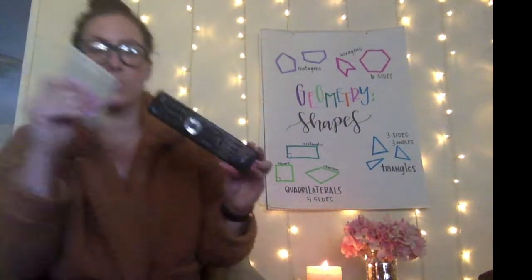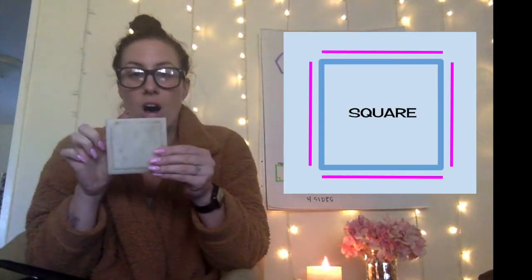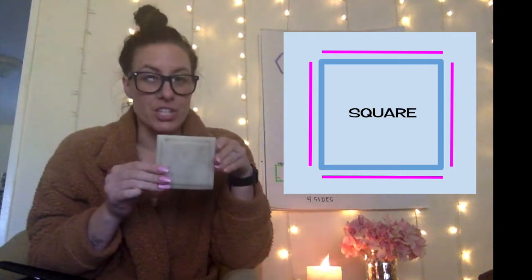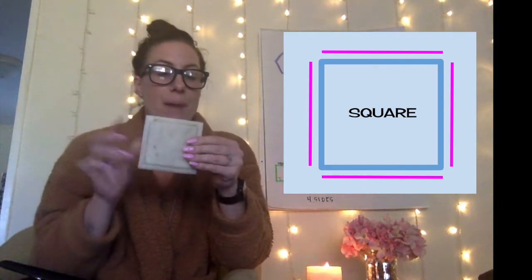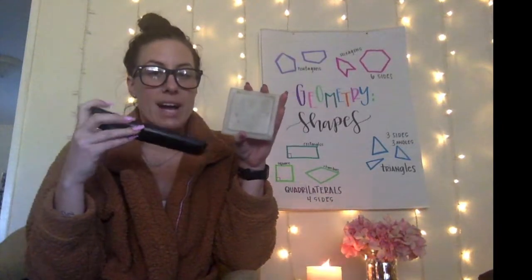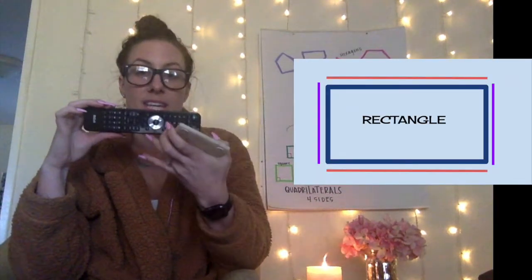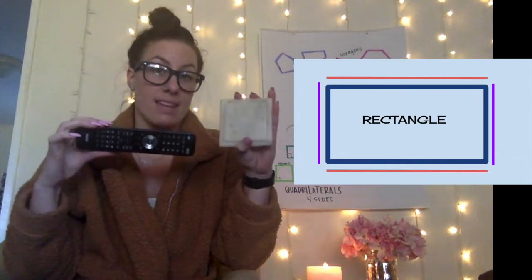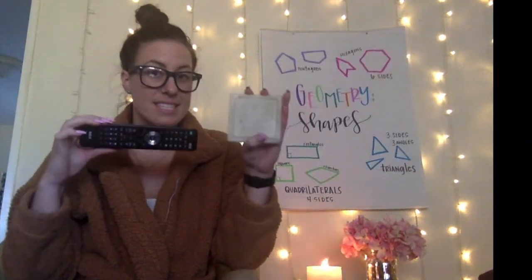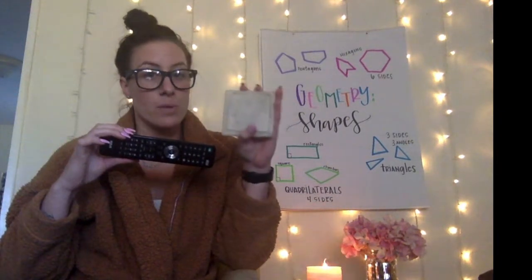So if I grab my square, this is my little coaster, my square, all four sides would measure the same exact length. So if I put a ruler right here, this side would be the same as this side and this side and this one. A square is the same all the way around, whereas the remote or a rectangle, only the opposite sides are the same length as each other. This is how you can differentiate between what's a rectangle and what's a square.